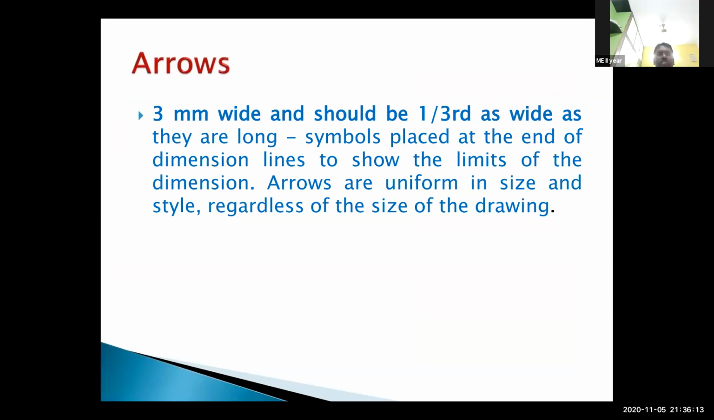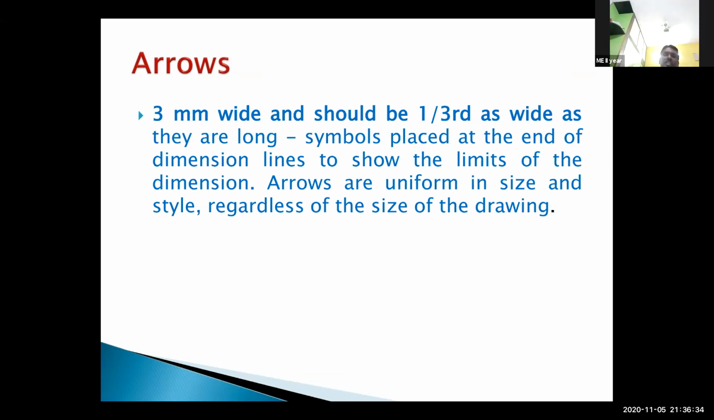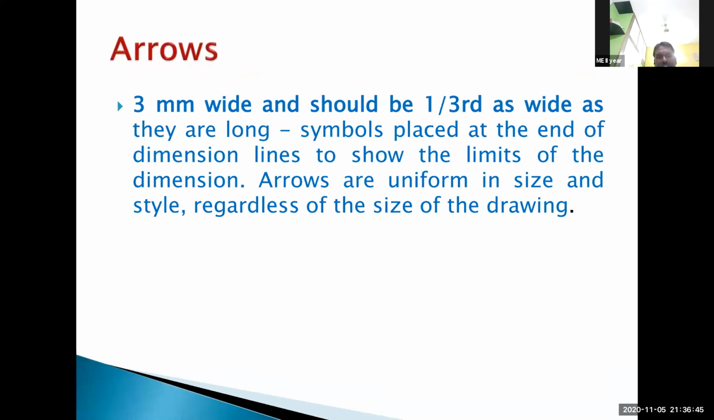Okay, arrows. All of you, the dimension should be terminated like here, an arrowhead must be there. Here to here it is 3, and here to here it is 1. A 3:1 ratio must be maintained in the arrowhead: 3 mm long and the wide end should be 1/3 as wide. It is a symbol placed at the end of the dimension lines to show the limits of the dimension. Arrows are uniform in size and style regardless of the size of the drawing.